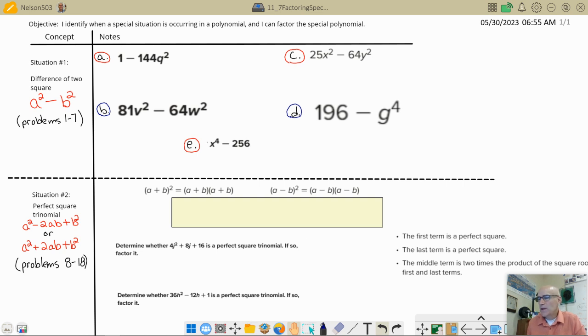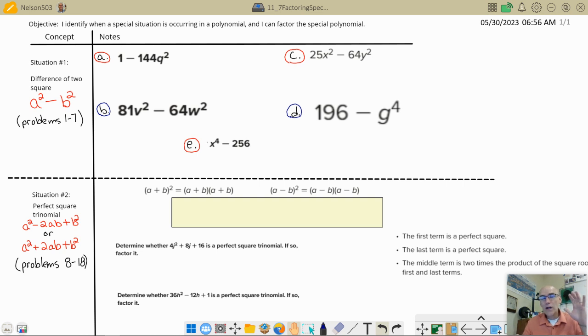So let's get going. There are two situations that we're going to try to factor, two special situations. And when you're in a math class and you recognize these situations, it saves you time, it saves you effort, it reduces the chance of making a mistake. You feel good about yourself. I mean, there are no downsides to learning about these two special situations.